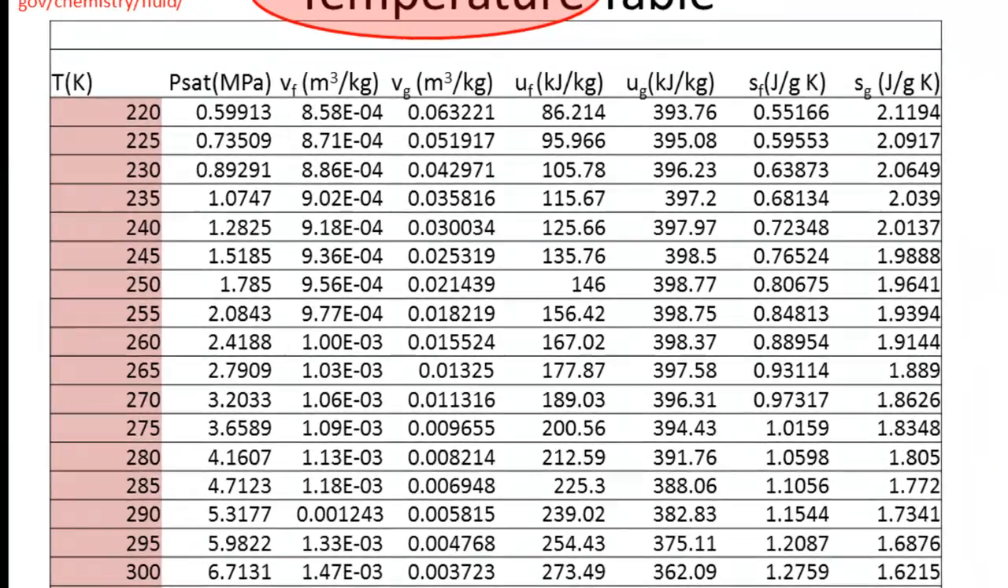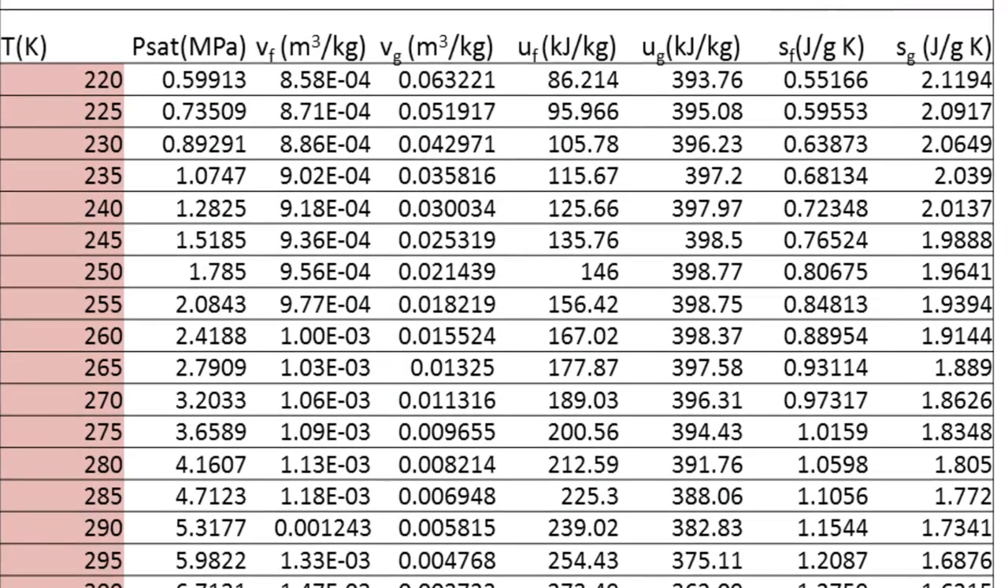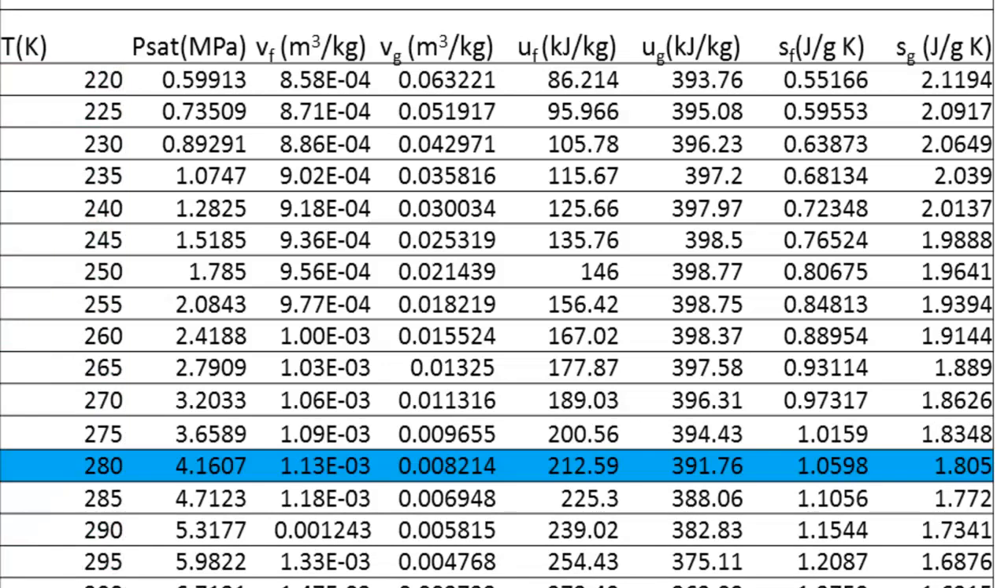At each temperature, we have the corresponding saturation pressure, and then we have properties of saturated liquid with subscript F and saturated vapor with subscript G. Now let's focus on the line corresponding to the temperature at the bottom of the North Sea, 280 Kelvin. This line, which I've highlighted in blue, shows the properties of saturated CO2 at 280 K. From this line, let's read off the saturation pressure of CO2 at 280 Kelvin.